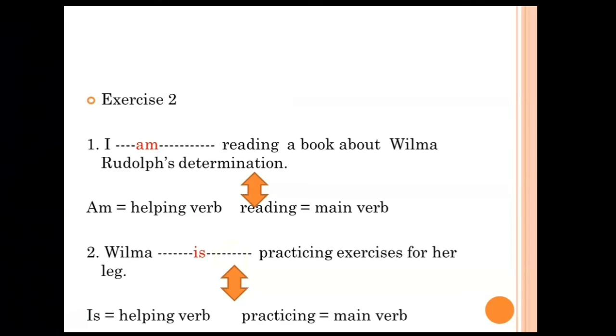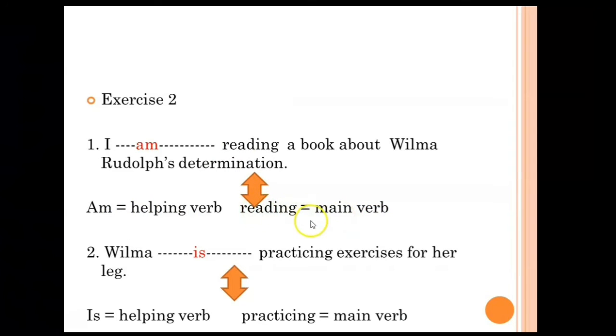Exercise 2. In this exercise, use one of the helping verbs in the box to complete each sentence. Then underline the main verb in each sentence twice. One helping verb will be used more than once. بالbox عنا am, is, are, will. Number 1. I am reading a book about Wilma Rudolph's determination. I have to add the helping verb here am لأنه مع I we have to use am. So am is the helping verb and reading is the main verb.